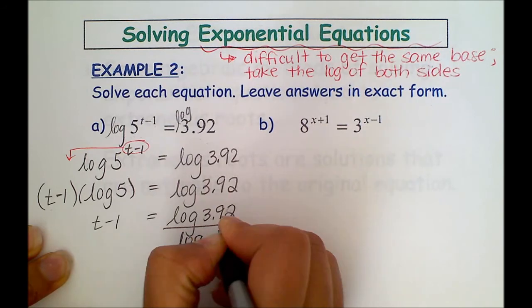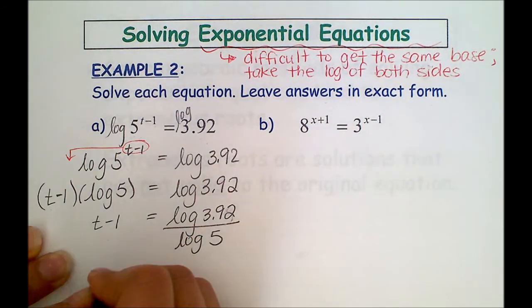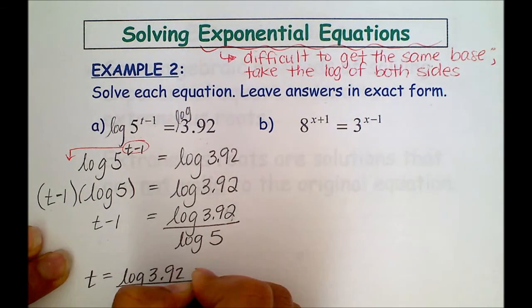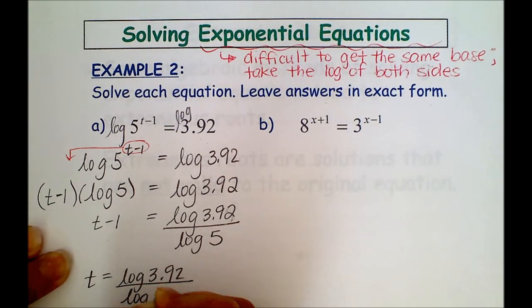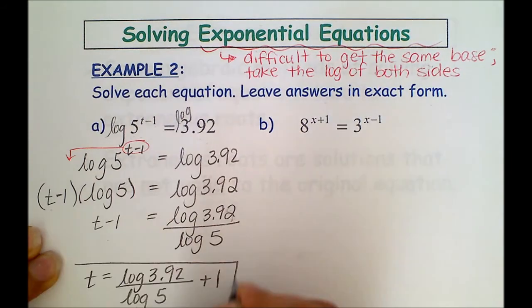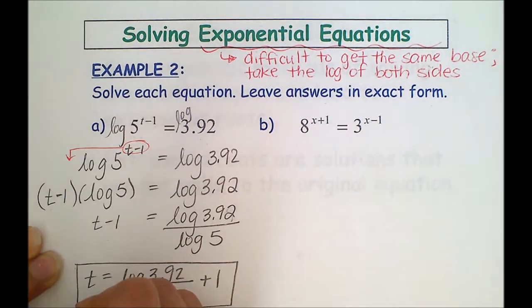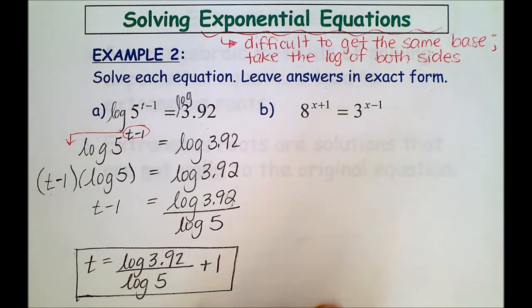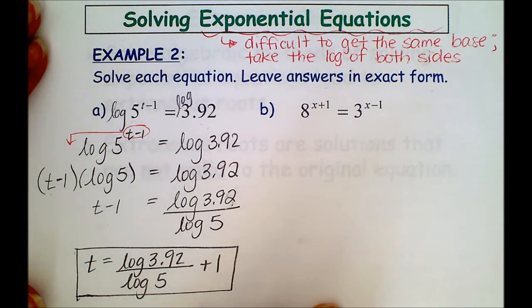And then to isolate t, I just need to add 1 to both sides. So I get t is equal to log of 3.92 over log of 5 plus 1. And now, because the question asks you for an exact answer, you would stop here. If it asks you for an approximate answer, you would type this into your calculator and get an approximate answer. Okay, and I think the answer is about 1.85 if you want to check it.